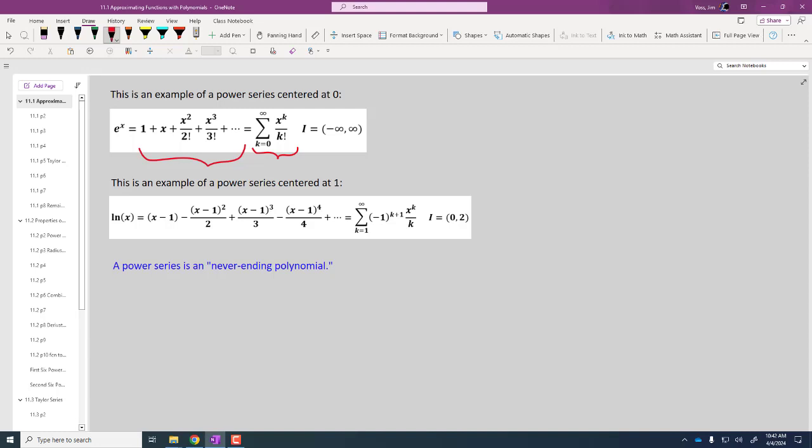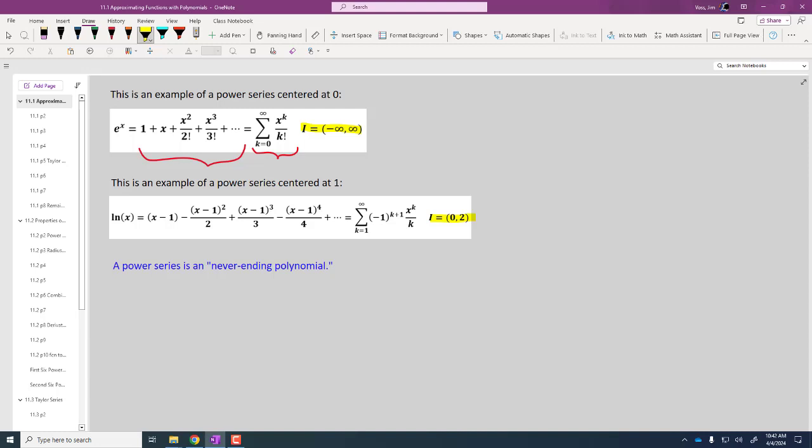Natural log of x, another common function. Here is its power series. Notice that the exponential one is centered at 0 up here. This one down here is centered at 1. And also notice the difference in the domains, or the difference in the intervals of convergence. That one, all reals, that's only defined for 0 to 2. So it's much more restrictive. We'll talk about why that one's only defined from 0 to 2.